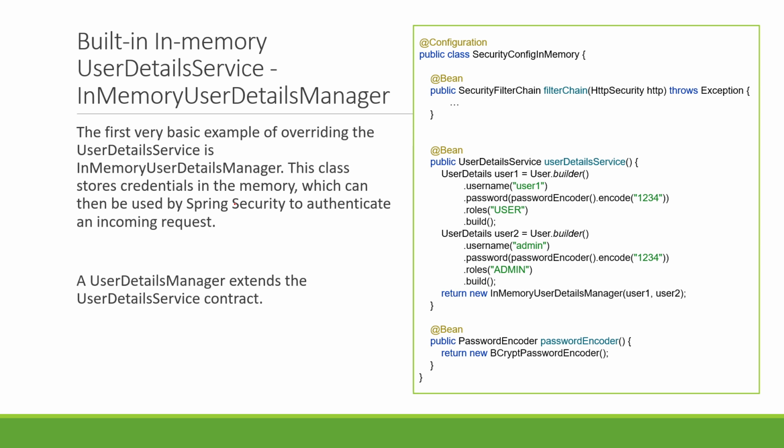Now let's start getting some hands-on experience. The first thing is we are going to customize our UserDetailsService instead of the default one. The first customized UserDetailsService is called InMemoryUserDetailsManager, and this one is also a built-in one, okay? And this class stores credentials in memory, which can be used by Spring Security to authenticate any incoming request. Right? Default ones, okay.